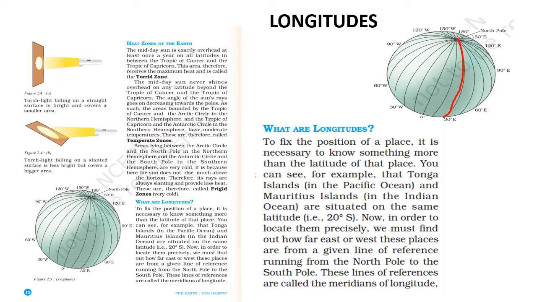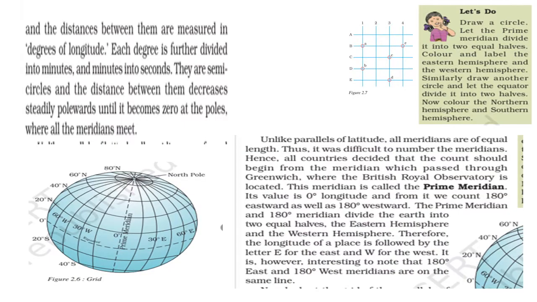These lines of reference are called the meridians of longitude, and the distance between them is measured in degrees of longitude. Each degree is further divided into minutes and minutes into seconds.